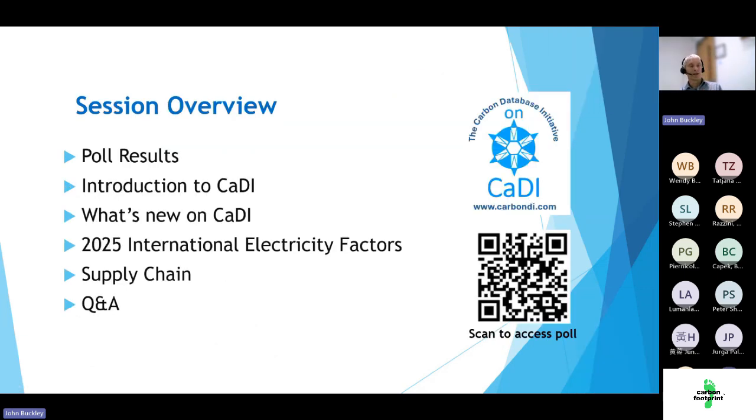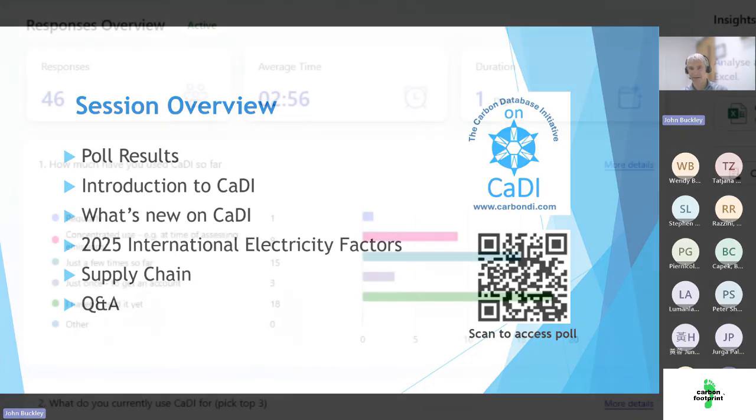So in a moment, we'll have a look at the poll results, see what you guys have said before we get started. Then I'll hand over to Stephen, who's going to give us an introduction to CaDI and tell us a little bit about what's new on CaDI, for those of you who already know a bit about CaDI. Then we'll have a deep dive into the international electricity factors that we've just uploaded, the new 2025 ones, and then we'll show off our new supply chain tool, which I think a lot of you will find really useful for getting those scope 3 carbon emissions in a lot more detail through your supply chain. And then, like I say, at the end we'll have the question and answer session.